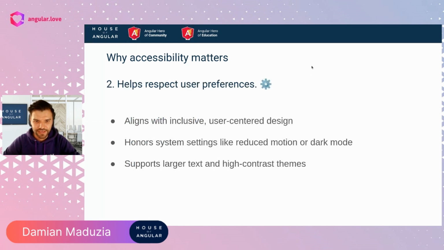And besides making things work for the people that wouldn't be able to use them without accessibility concerns, accessibility also helps respect user preferences, because some of the users have their own way that is the best for them and that works best for them in terms of interacting with the web content. As examples, we could mention using dark mode, high contrast mode, scalable fonts, or reduced motion.